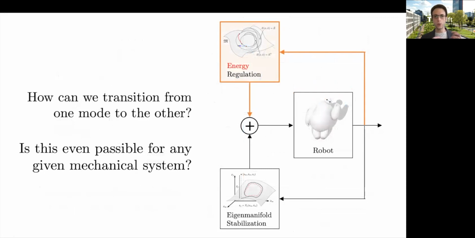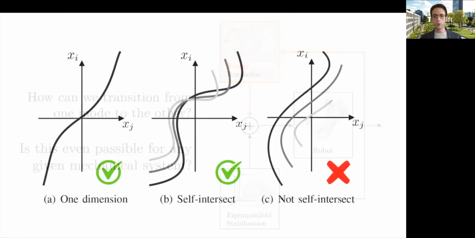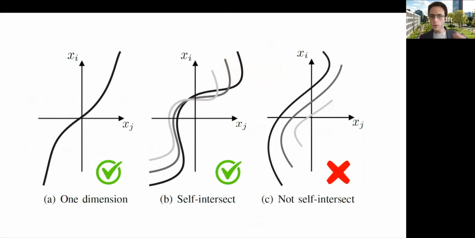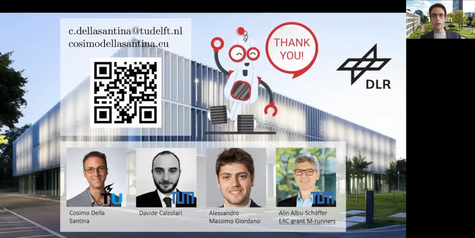So in this talk, we show how we can complete our framework, at least the grounds of this framework, by giving us the possibility of varying the amplitude of oscillations in a way that does not disturb the eigenmanifold stabilization that we proposed in our previous work. And we show that this is possible whenever the projection in configuration space of our eigenmanifolds is either one-dimensional or has trajectories that self-intersect.